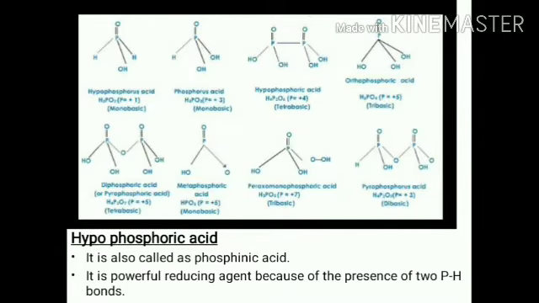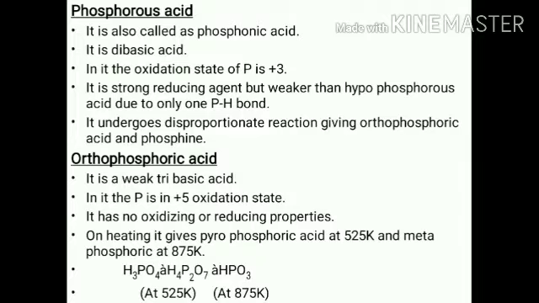Okay, now the first acid is hypophosphorus acid. It is also called phosphinic acid. It is a powerful reducing agent because of the presence of 2 PH bonds. Phosphorous acid is also called phosphonic acid. It is a dibasic acid, and the oxidation state of phosphorus is plus 3. It is a reducing agent but weaker than hypophosphorus acid due to only 1 PH bond. It undergoes a disproportionation reaction giving orthophosphoric acid and phosphine.